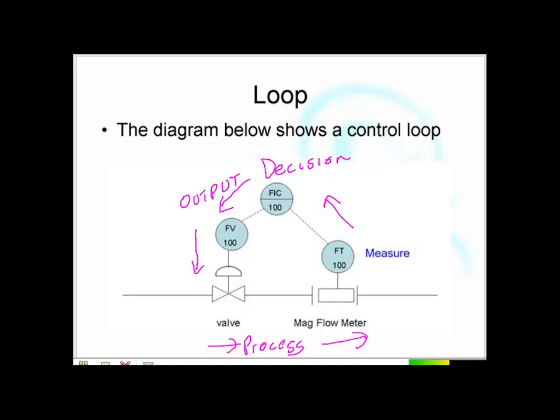Because our decision is based on measurement, we call it feedback. What we say is we're feeding the measurement back into the decision-making process.